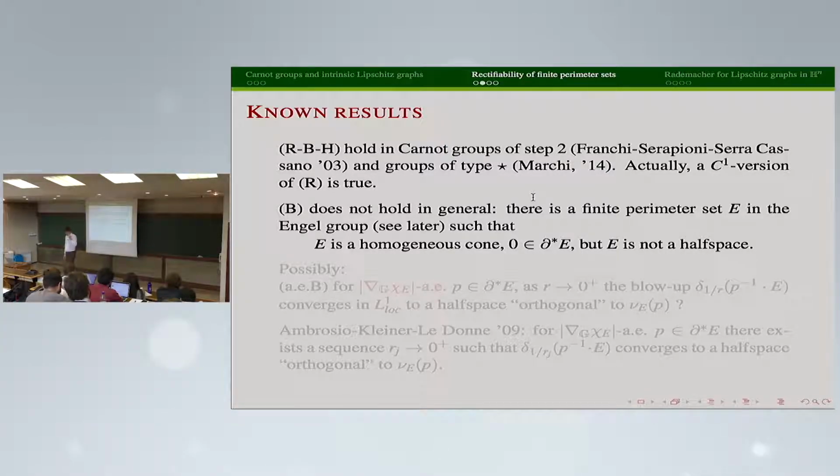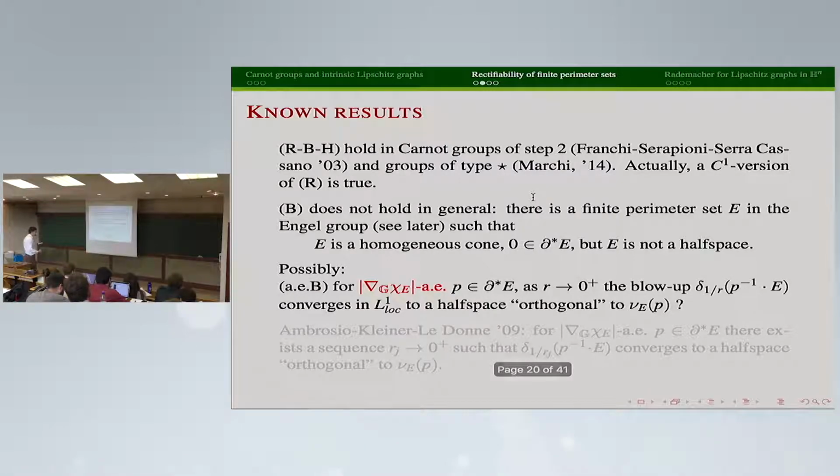0 is in the reduced boundary, the identity is in the reduced boundary, but E itself is not a half space. So for this set you have a point in the reduced boundary, the identity, where the set itself is a cone. So when you blow it up, everything stays fixed. So it converges in L1 to itself, and it's not a half space. Okay? So there is a set where this blow-up property does not hold.